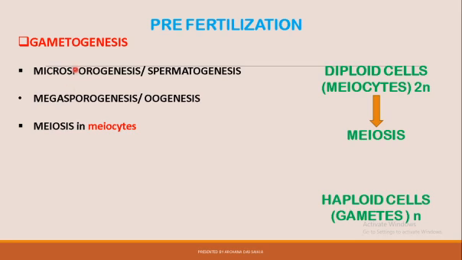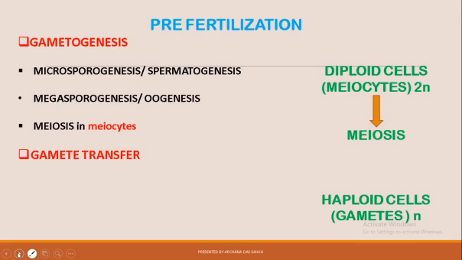Now, microsporogenesis, spermatogenesis, megasporogenesis or oogenesis, all of them essentially have to go through meiosis in the meiocytes. So, we have to very well remember what meiocytes are. Meiocytes are those specialized cells capable of undergoing meiosis to result into gametes. Meiocytes will always have a diploid number of chromosomes.